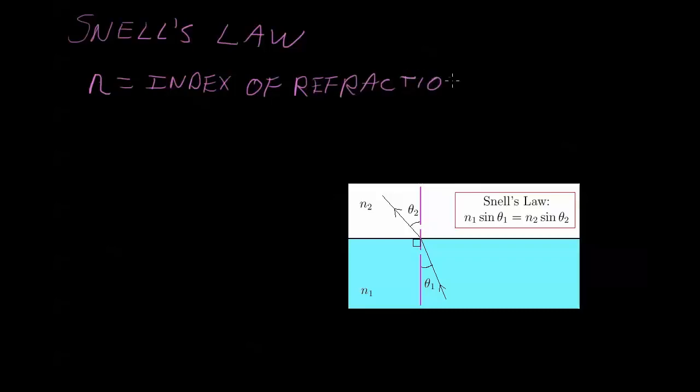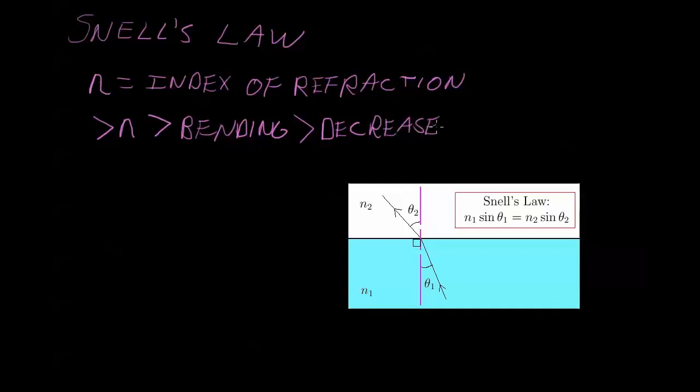This index of refraction is how much a light wave will bend or slow down as it goes from one medium to another. The greater n is, the greater the bending of a light wave. And the more it bends, what that's really saying is the greater the decrease in the speed of light, or the speed of the wave, if you will. We'll call it the speed of light here, because typically when we talk about the bending of a light wave, it goes from one substance to another.